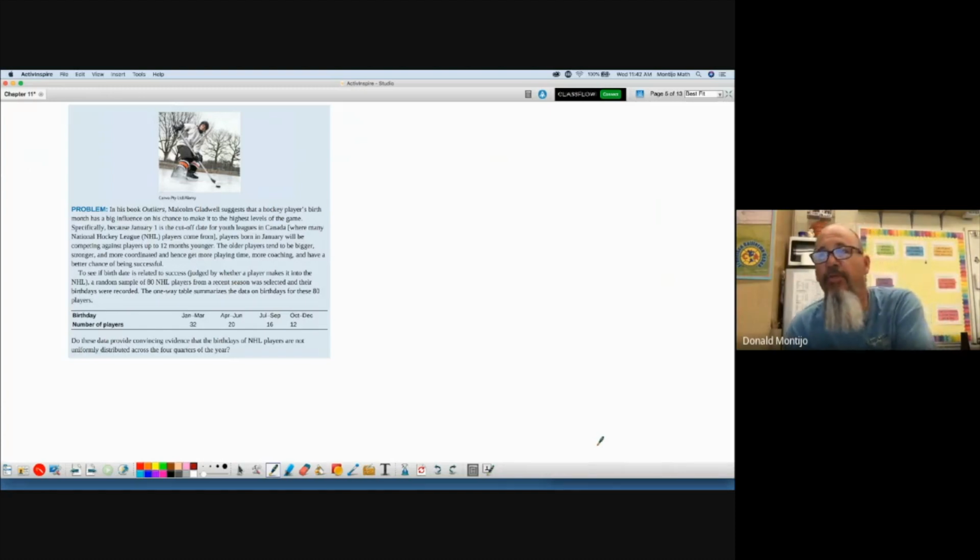To see if the birth date is related to success, we took a random sample, random, that's going to be good for us for our condition, of 80 NHL players. And here is the data for those 80 players. All right, so do these data provide convincing evidence that players are not uniformly distributed across the 4 quarters of the year? So what is our null hypothesis? That there is no difference.